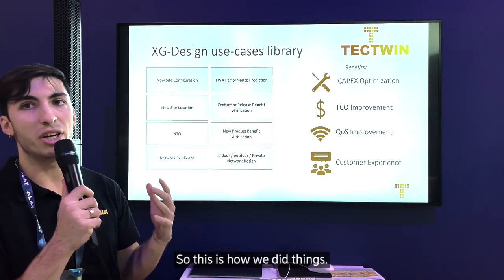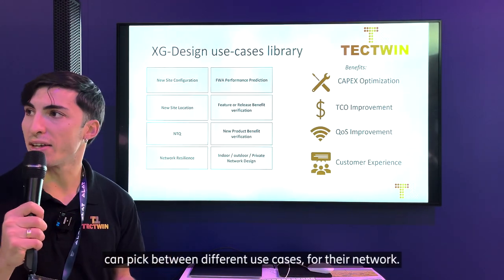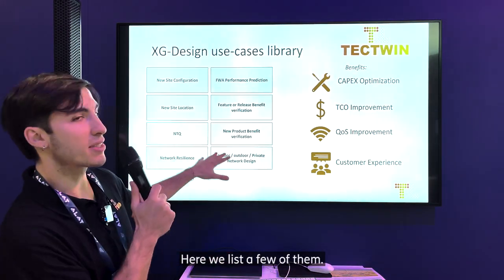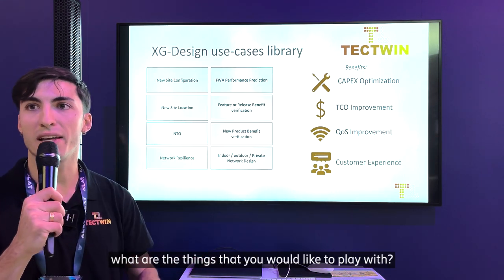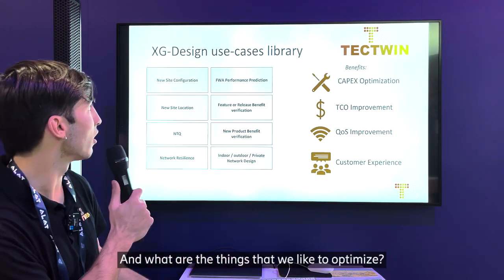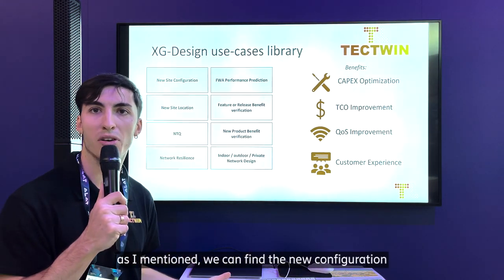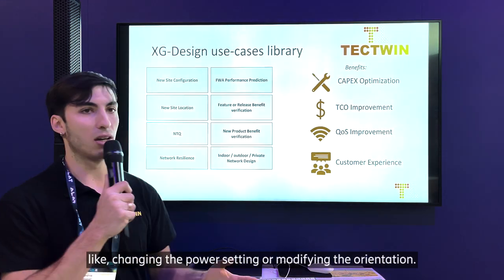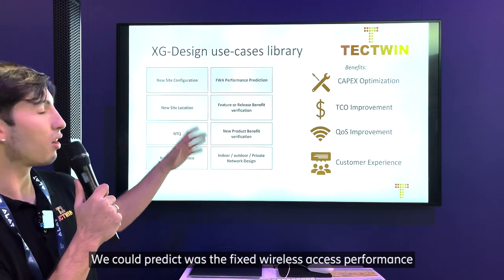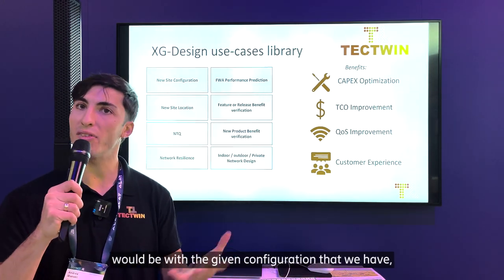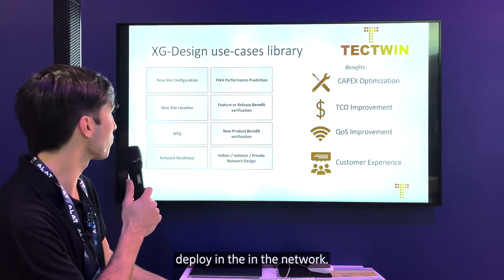So this is how we did things. We mentioned that the user can pick between different use cases for their network to optimize. Here we list a few of them, but the user is also free to choose what they would like to play with and what they would like to optimize. For example, as I mentioned, we can find a new configuration for an existing site, like changing the power setting or modifying the orientation. We could predict what the fixed wireless access performance would be with the given configuration that we have, or in general test a new feature that we might want to deploy in the network.